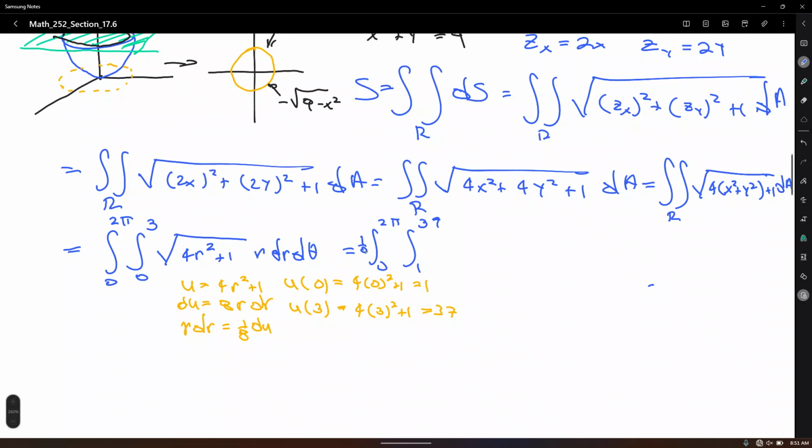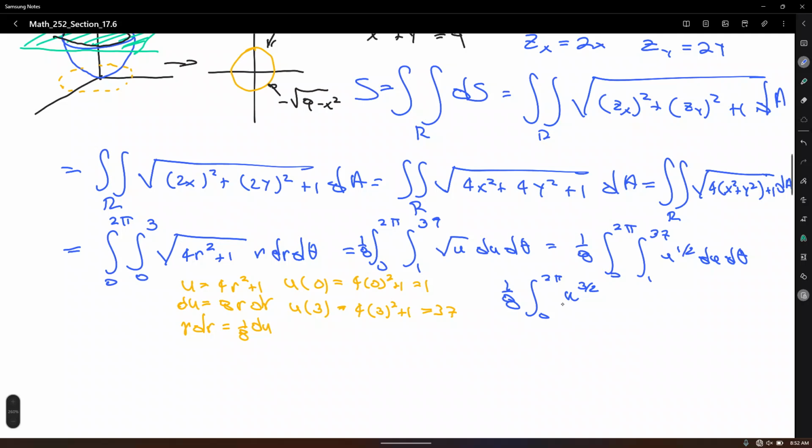I'm going to take this 1/8 outside of the integral. That's the square root of u du d theta. And well, that's 1/8 integral from 0 to 2 pi, the integral from 1 to 37 of u to the 1/2 du d theta. Okay? So integrating u to the half, what is that? 1/8, the integral from 0 to 2 pi, that's u to the 3/2 over 3/2 from 1 to 37 d theta.